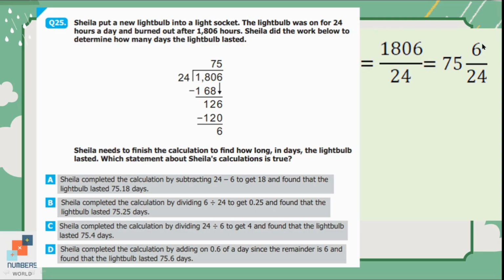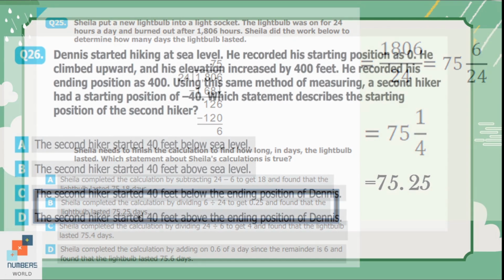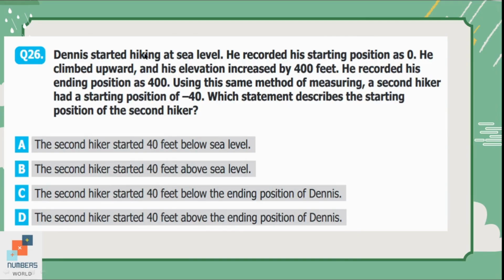Now we can simplify the fraction 6 by 24 if we divide it by 6. So the simplified mixed number is equal to 75 wholes 1 by 4. We know that 1 by 4 can be written as .25. But as it is written in the form of a fraction, we will write it after the decimal. So the answer is 75.25, which is our option B. Shella completed the calculation by dividing 6 by 24 to get 0.25 and found that the light bulb lasted 75.25 days.